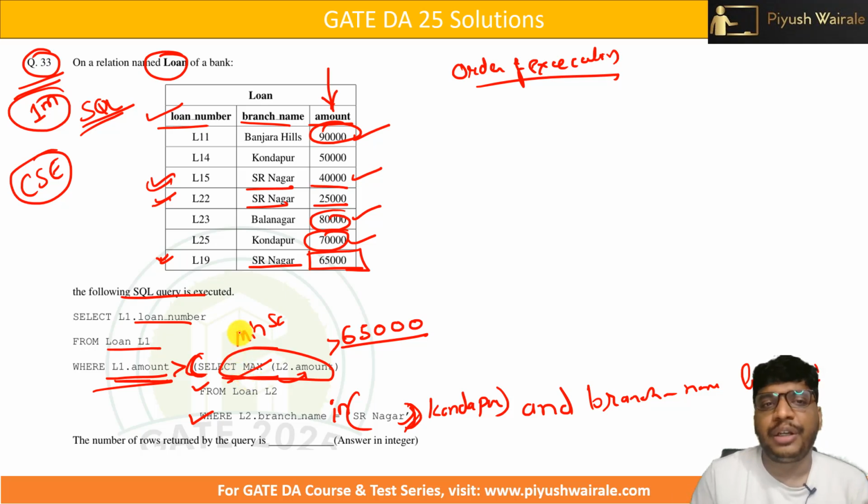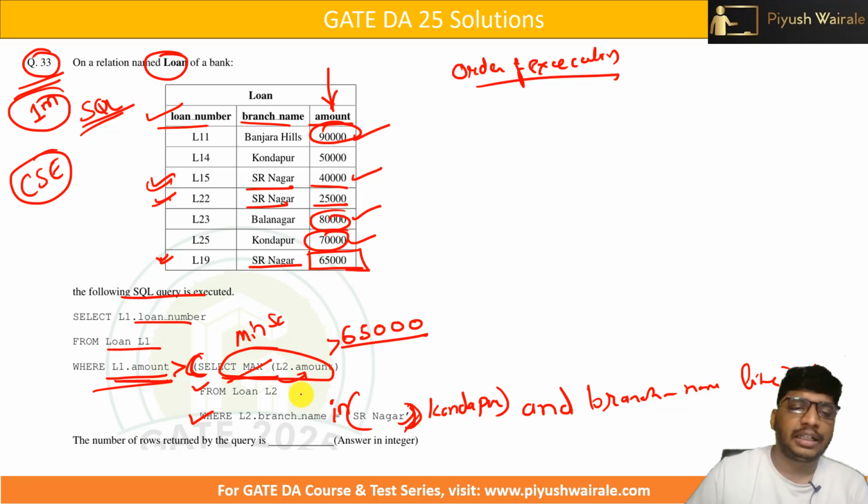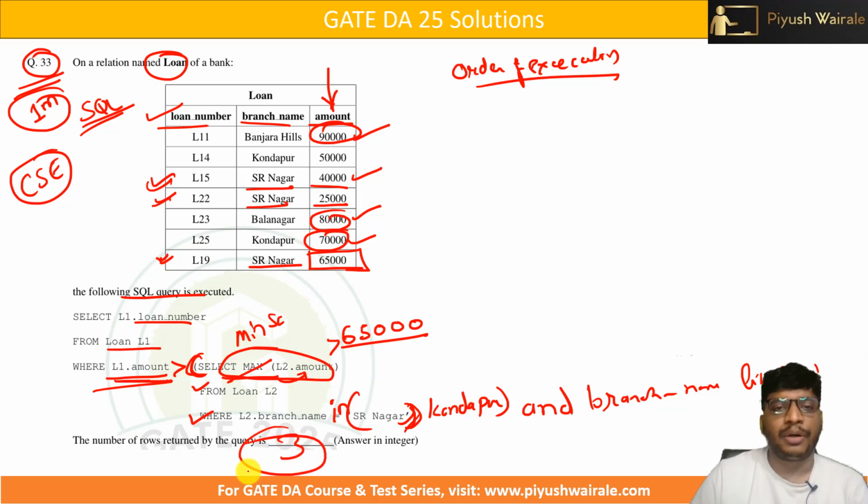This is how you need to decode the previous year question. Take one question and try to think what possible questions can be framed based on this particular concept. I hope you understand the video solution of this particular question, and the correct answer is 3, the number of rows. That is basically this one and this one. Okay. Thank you.